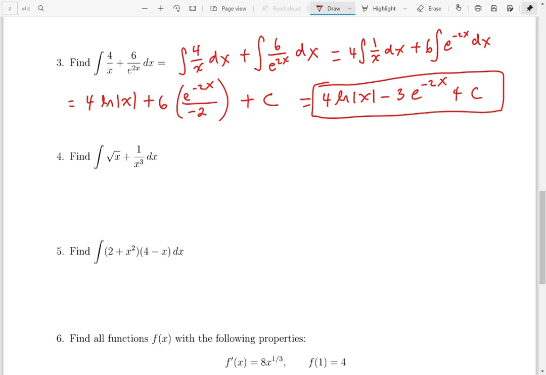Now, one thing you can always do, if you want to confirm that your evaluation is correct, just take the derivative of what you just found. When you take the derivative, you should get what you started with inside the integral.